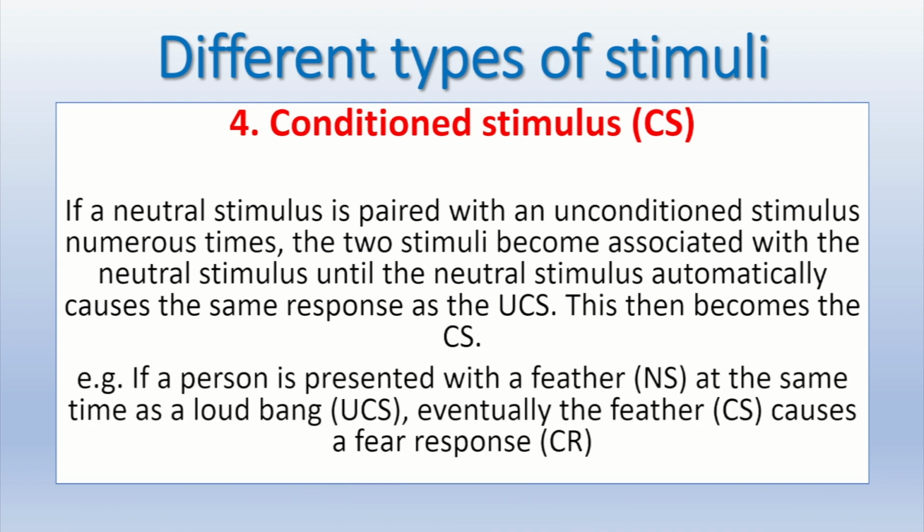So if we apply it to the example, you've got someone who's presented with a feather, which is a neutral stimulus, at the same time as a loud bang, which would be the unconditioned stimulus. Eventually, the feather, which has now become the conditioned stimulus, because after that's happened, new learning has occurred, and now the feather causes the fear. So even without the loud bang, if you present someone with the feather, they're going to maybe jump or have a startle reflex because they have associated the feather with fear now. Okay?